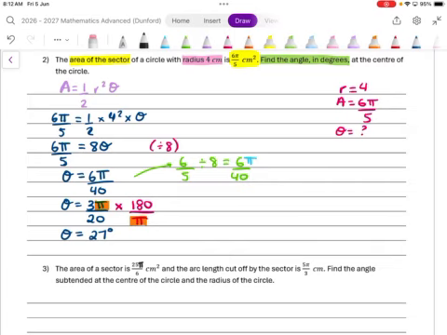So the area of the sector we've been given again is 25 pi on 6 centimetres squared. And we're told that the arc length is 5 pi on 3 centimetres. What we want to do is find the angle and the radius. Now, it doesn't tell you angle in degrees, so that means we want to find the angle in radians.